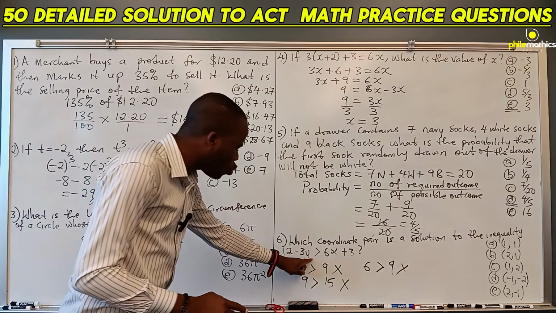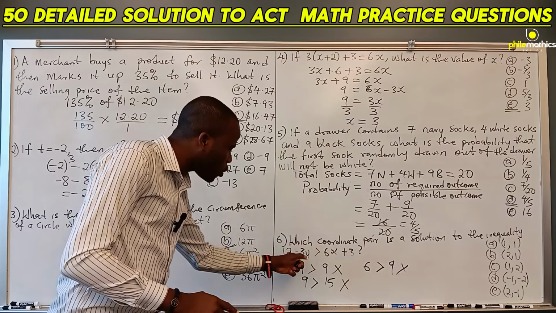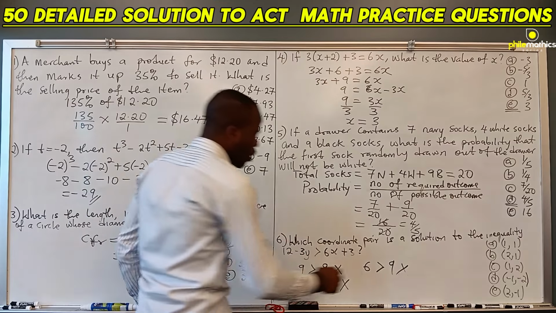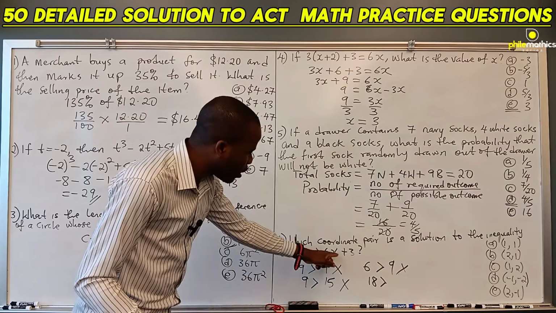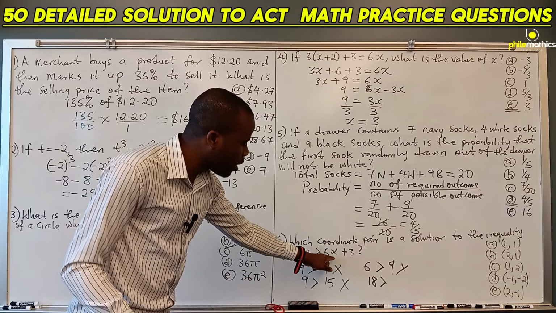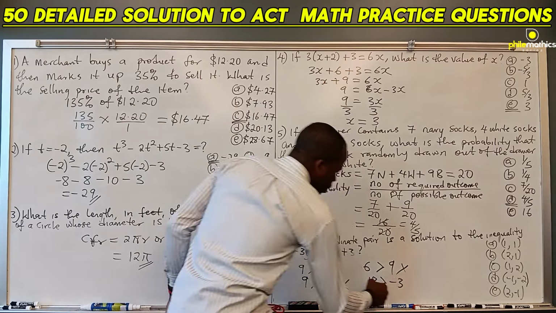If we put minus 2 for y, minus 3 times minus 2 is plus 6, 6 plus 12 is 18, 18 greater than... and if we put minus 1, 6 times minus 1 is minus 6, plus 3 is minus 3. Of course, 18 is greater than minus 3, so this is the correct option.